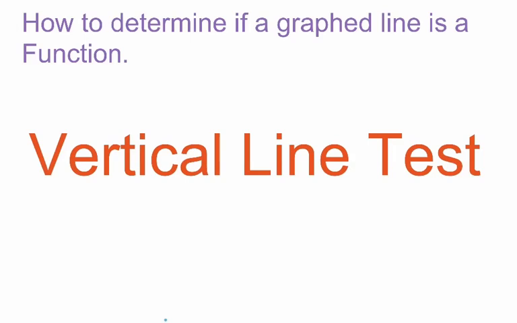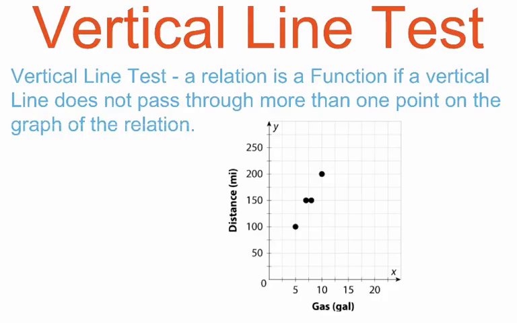Vertical line test. So let's define it. What is a vertical line test? How do we run that? A vertical line test says this, and make sure you get it down. It's a long definition, but I'll clarify. It says a relation is a function if a vertical line does not, I'll underline the not, pass through more than one point on the graph of the relation.